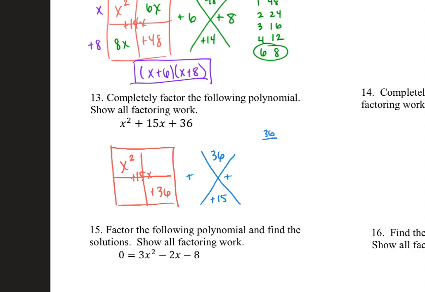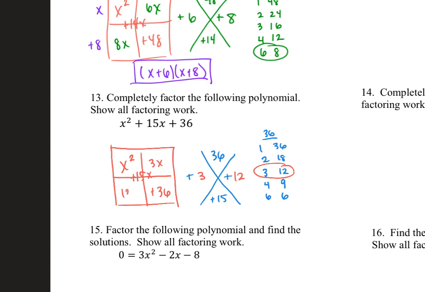And then we're going to list out our factors of 36. So 1 and 36, 2 and 18, 3 and 12, 4 and 9, and 6 and 6. So the pair that's going to get us 15 is going to be 3 and 12. 3 times 12 is 36. 3 plus 12 is 15.